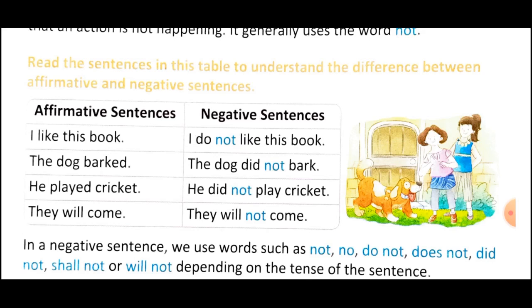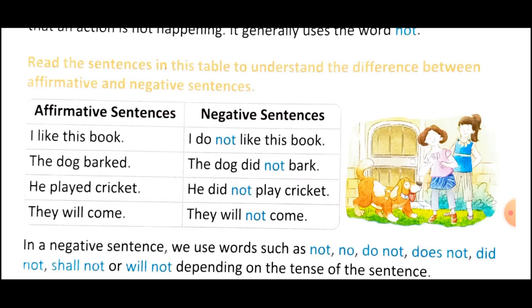Next is he played cricket. Here also you can see played, that is the verb's second form. That means simple past tense is used. Now when you convert it into a negative sentence, did will be separated from the main verb and the verb will be placed in its original form. So the sentence will be he did not play cricket.